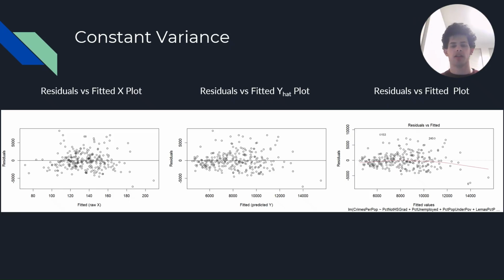Moving on to constant variance, the residual plots can also be used here. What we're looking for in the residual plots is that there's no noticeable data pattern for the data points across zero. We can use the residuals versus fitted x predictor plot, as well as the residuals versus the fitted y hat plot, to determine if there is constant variance. Looking at the plots, there is not really a noticeable data pattern for the points across zero, and they appear randomly scattered. This random scattering suggests that there is constant variance in the data.